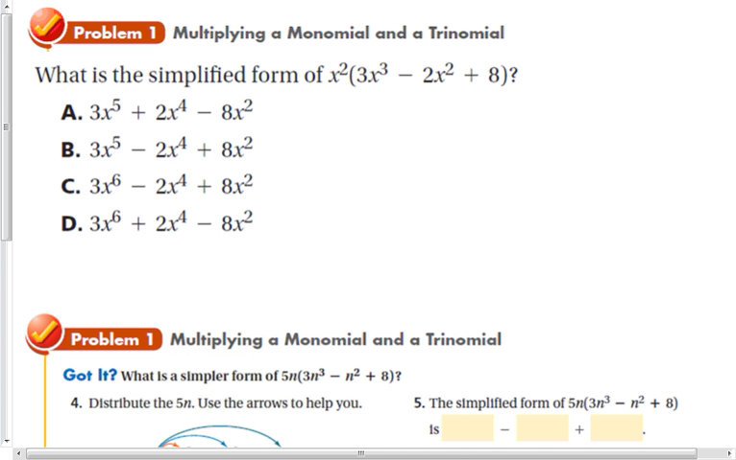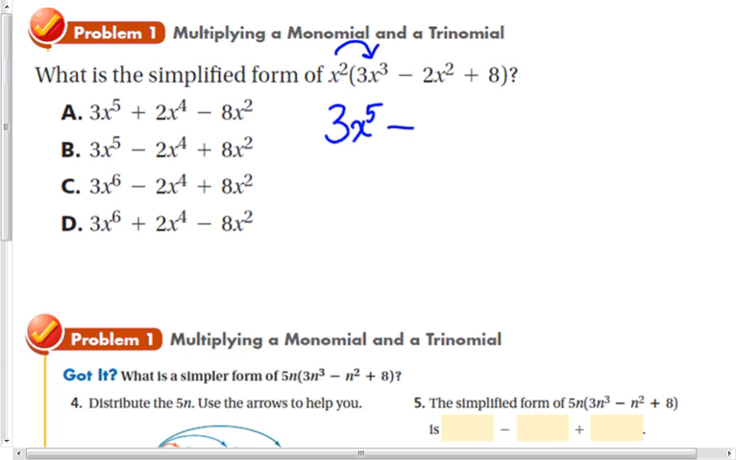All right, first thing we're going to do is learn how to multiply a monomial and a trinomial. And this is really just the distributive property, so nothing new here. You just have to remember to use the properties of exponents correctly as you do this. So we're going to multiply x squared times 3x to the third, and when you're multiplying exponents with the same base, you add them, so that'll be 3x to the fifth.